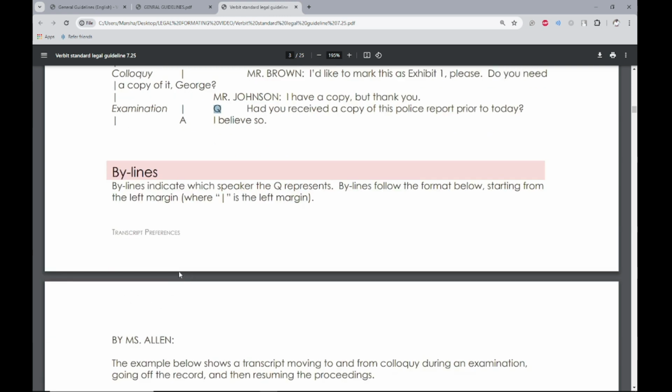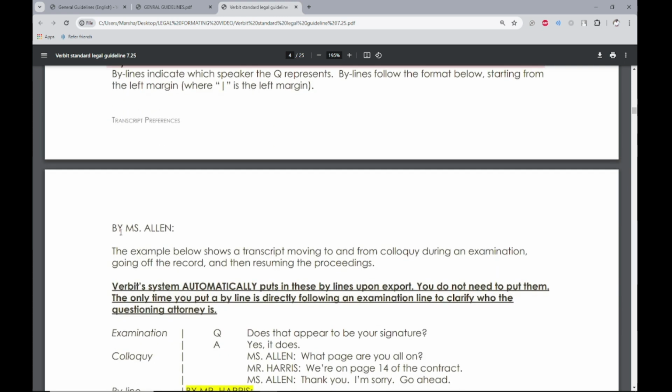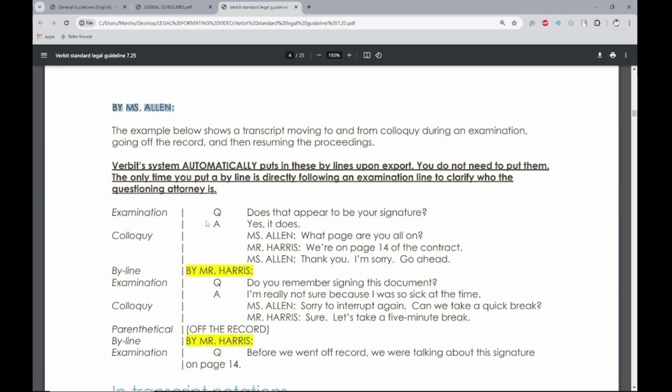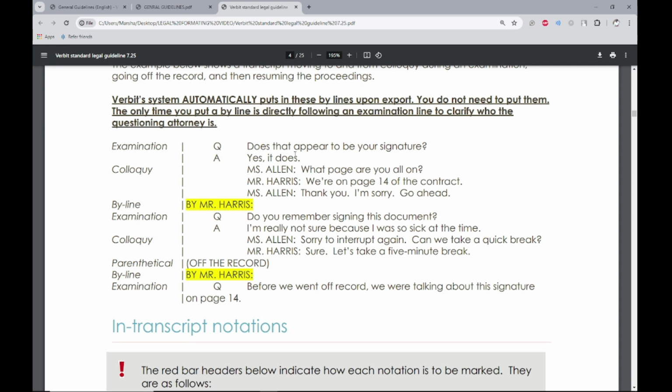Let's continue. Let's see if this byline is given here. You put it like this one, then you continue by Q and A. This one gives a good example. You can see there's this interruption here, then you put this one, by Mr. Harris. Now this byline, for most of the transcript, even if there is just one objection or interruption by the court or anyone else, you are supposed to put that byline.